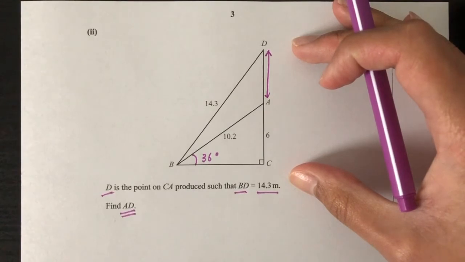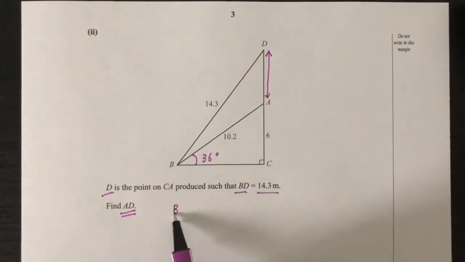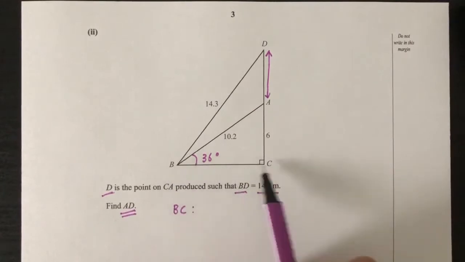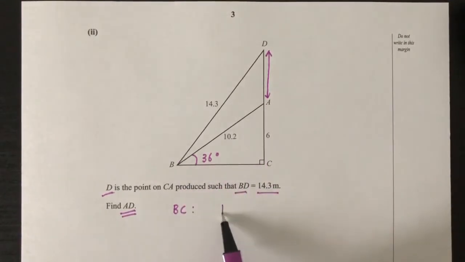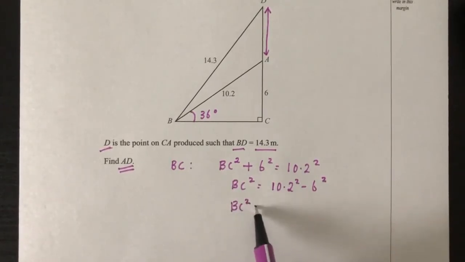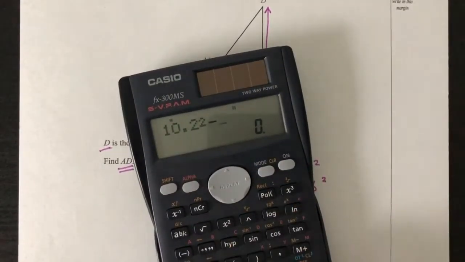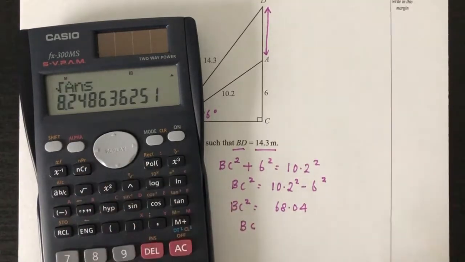Let's observe. This is a right angle triangle. We can first find the length of BC. So let's do that. BC, as you can see, we have A, B, C. So BC is equal to what? Here we have this side is 6, this is 10.2. As we all know by the Pythagoras theorem, BC square plus AC square is supposed to give you 10.2 square. So BC square will be 10.2 square minus 6 square, that will be 68.04. So BC will be root of that, will be 8.25.